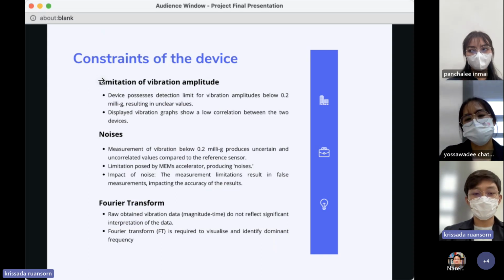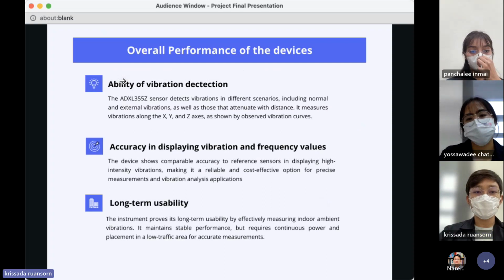And the third is Fourier transform. The raw obtained vibration data, or the plot of magnitude to time, does not reflect significant interpretation of data. So Fourier transform is required to visualize and identify the dominant frequency or other significant data for further analysis.